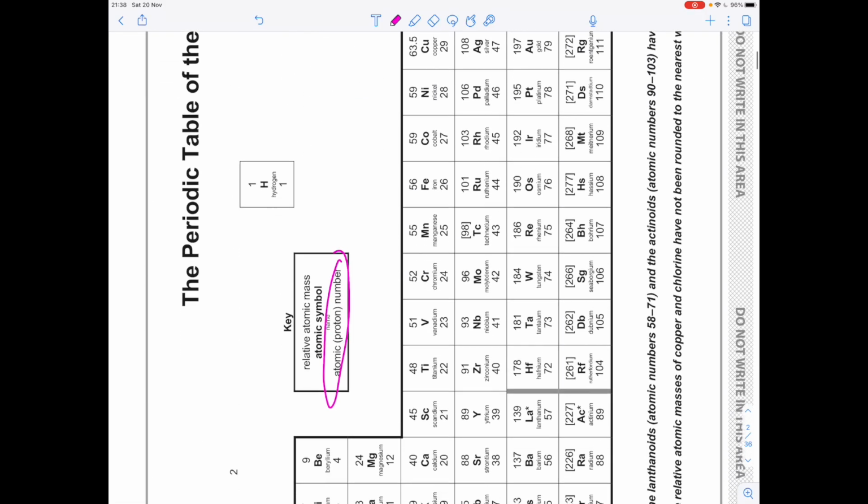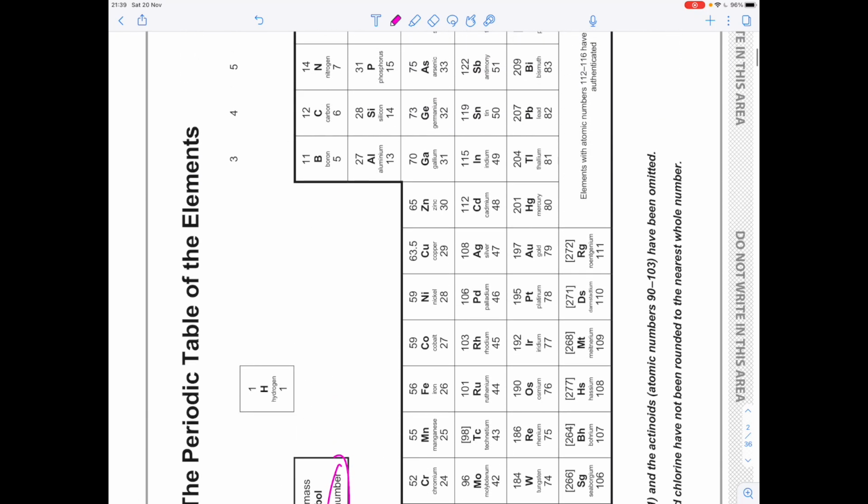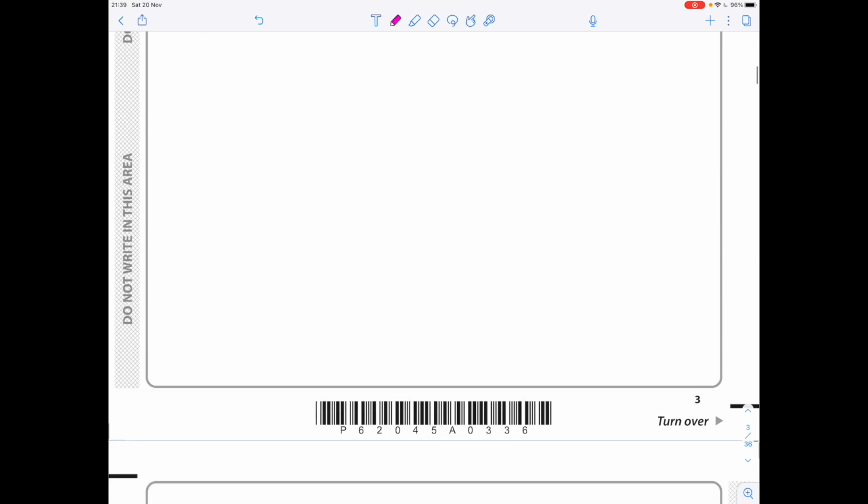So double check the key. We're looking for the bottom number. We need to look for the one which is number 5. So that's boron.